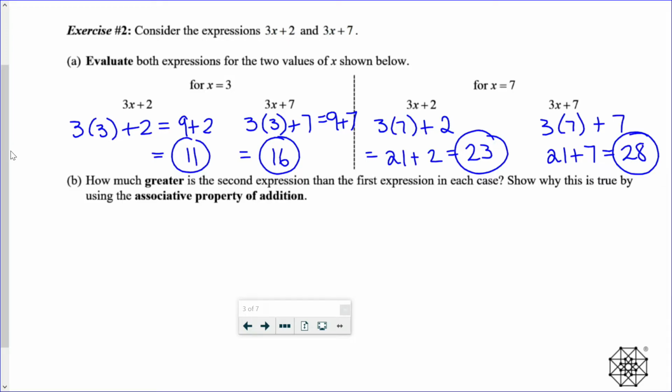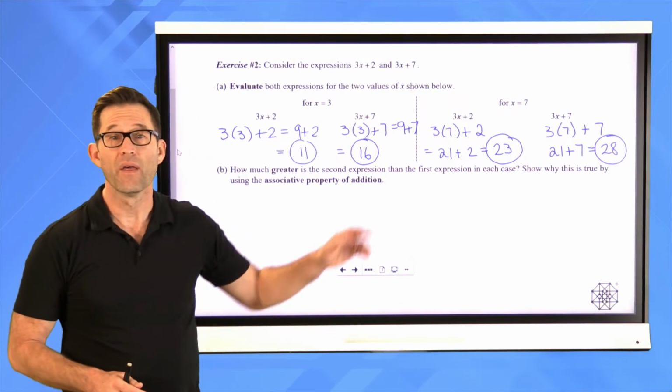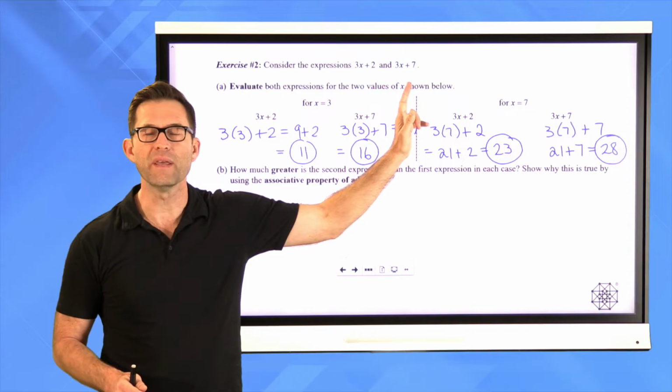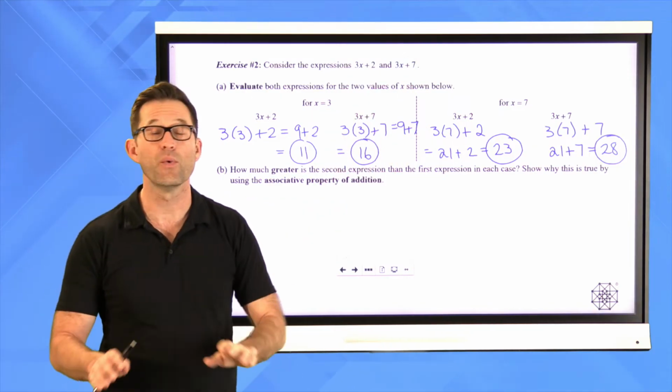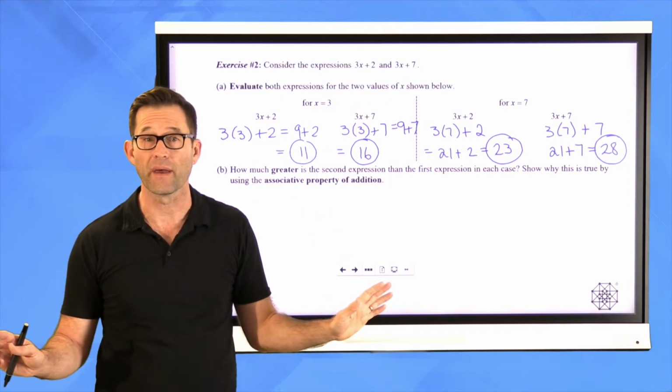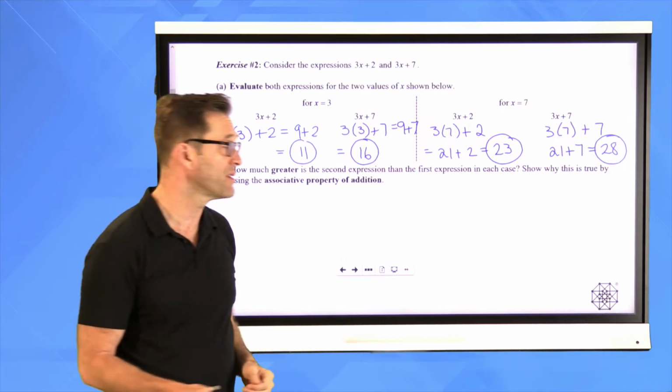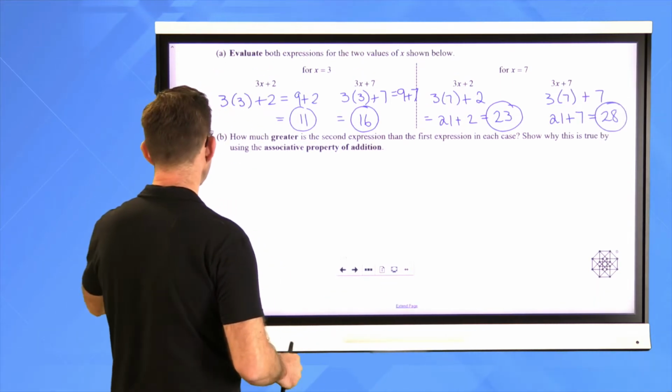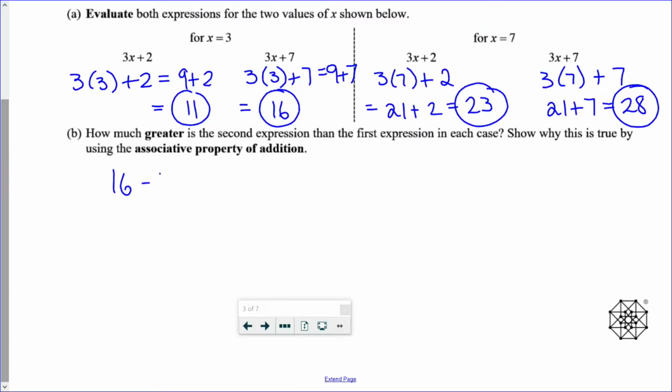How much greater is the second expression than the first expression in each case? Show why this is true by using the associative property of addition. All right, so I'm claiming that 3x plus 7 will always be a certain amount larger than 3x plus 2, and it doesn't matter what value of x you pick. All right, and what is that difference? Well, it's pretty easy to see. Let me bring this down a little bit, right? In the first case, the difference is 5, and in the second case, the difference is also 5.